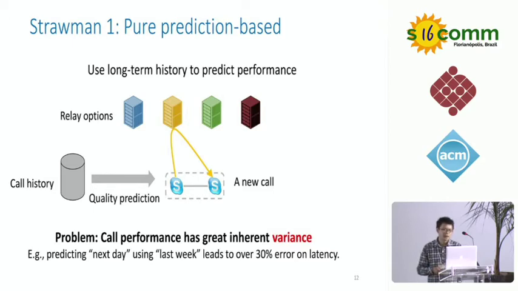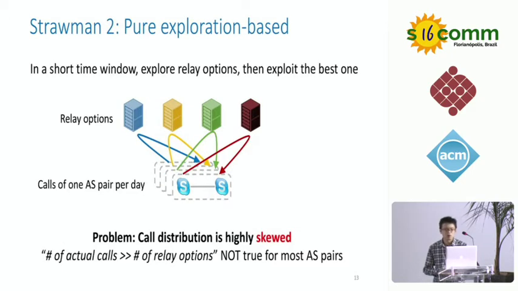The problem here is that the prediction could be highly inaccurate. For instance, if you use the data of the last week to predict the performance of the next day, you're going to have more than 30% error, for example, in latency. What causes this? On the coarse granularity of AS and days, the call performance could have huge inherent variance. This is natural, right?